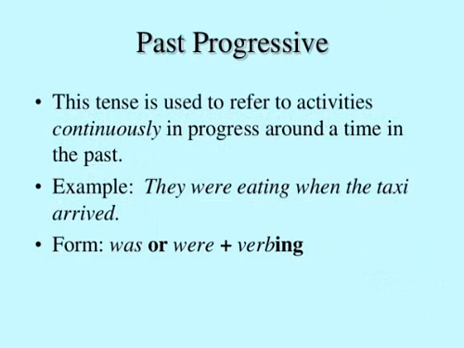Past progressive. This tense is used to refer to activities continuously in progress around a time in the past, or something that happened for a long time in the past. For example, they were eating when the taxi arrived.